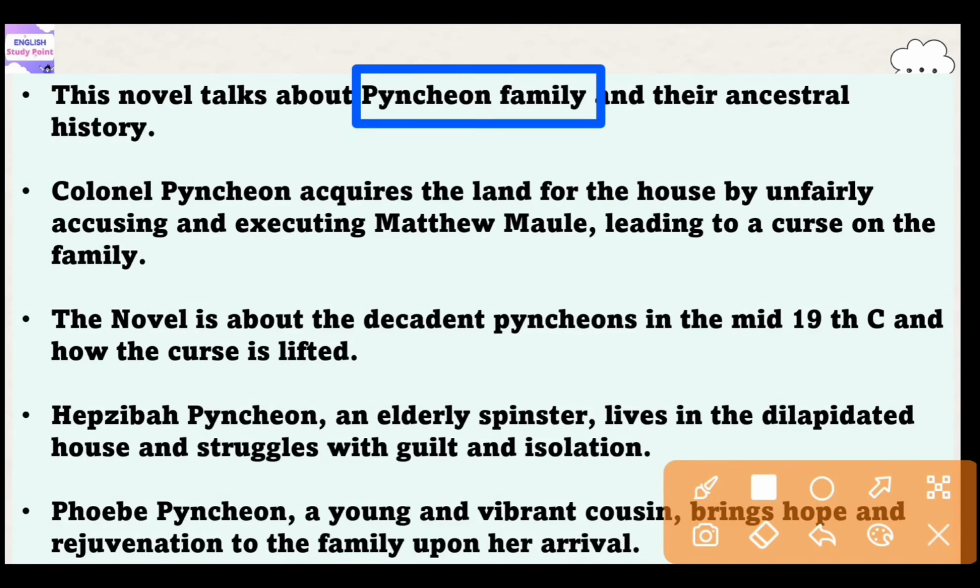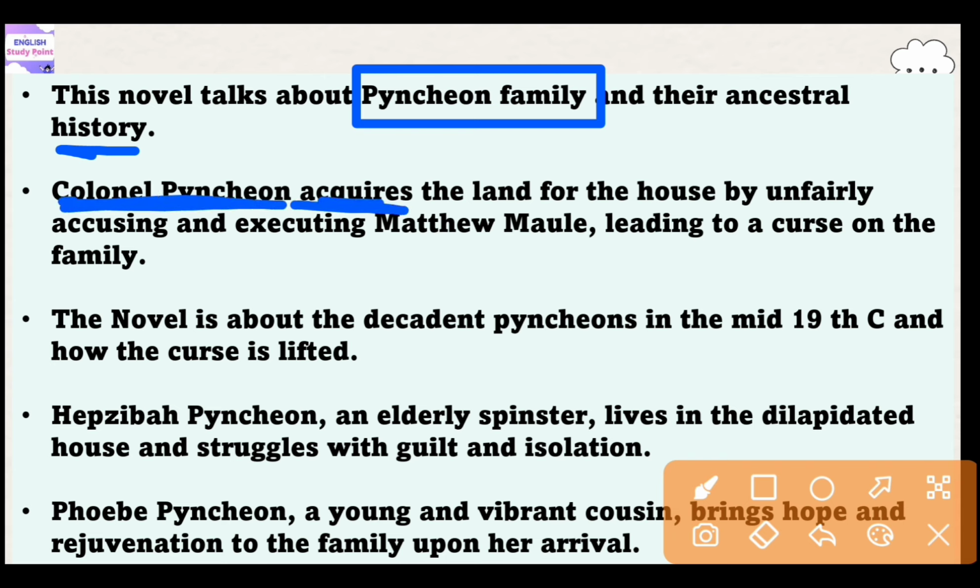This novel talks about the Pynchon family and their ancestral history. What we get to know is that this Pynchon family, haunted by a dark past, is considered to be a major focus of this narrative, which is presented in this novel titled The House of the Seven Gables. There is a character whose name is Colonel Pynchon.